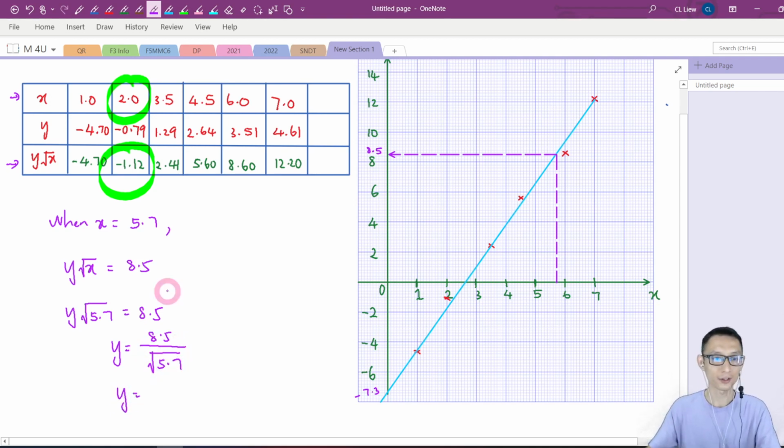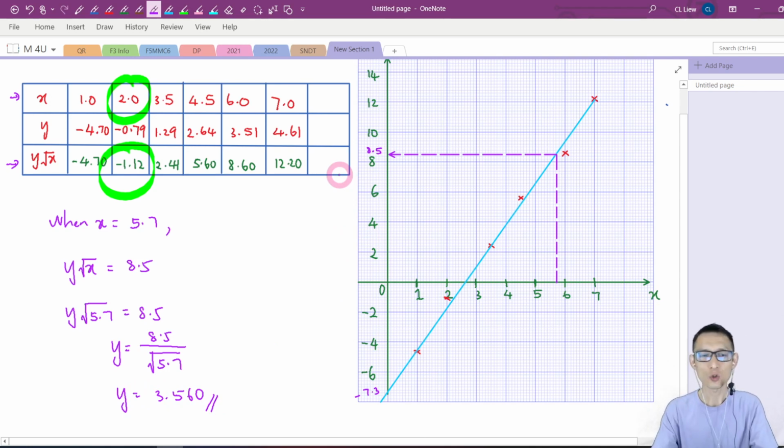Just press your calculator: 8.5 divided by 5.7. Okay, I just round off my answer to 4 significant figures. 3.560. Okay, this is the answer for this part.